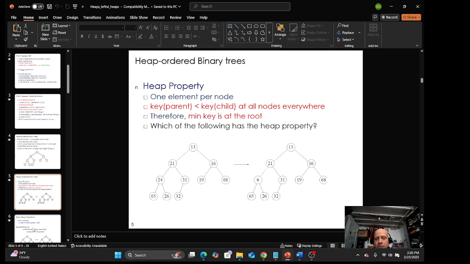The second tree to the right, however, as indicated by the dotted line, has 13 going to 21 and 16. Okay, fine. 21 goes to 6, so I have a node whose parent is greater than its child, so it can't be either a min or max tree. That's violated by 21.